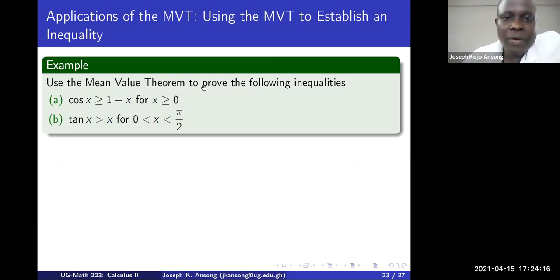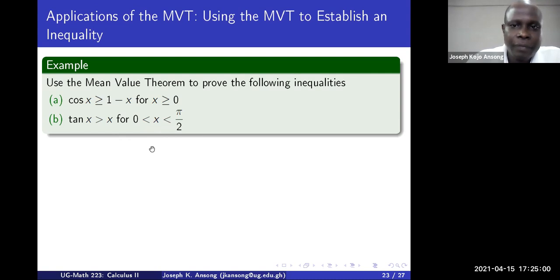This says use the mean value theorem to prove the following inequalities. We want to prove that the cosine of x is greater or equal to 1 minus x for x greater or equal to 0. You can also use it to show that tan x is greater than x for x lying in the interval 0 to pi over 2. These intervals are important. This one, for instance, is important because tan of x is continuous and differentiable between 0 and pi over 2. Beyond that it is discontinuous; at pi over 2 tan goes to infinity. So that is why you have this restriction here.